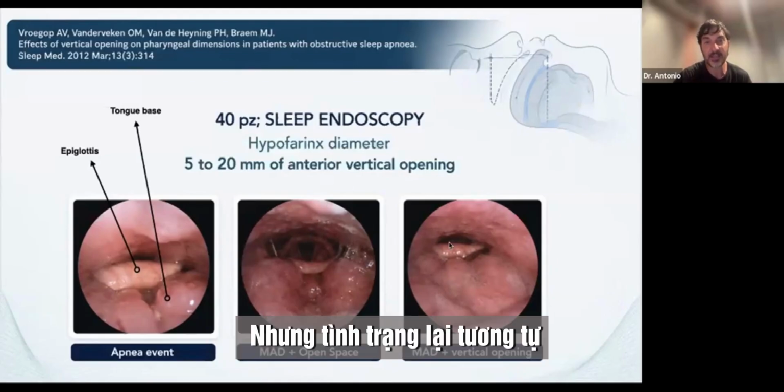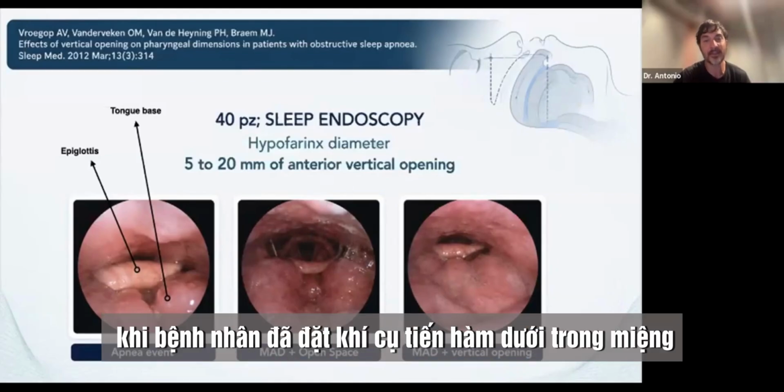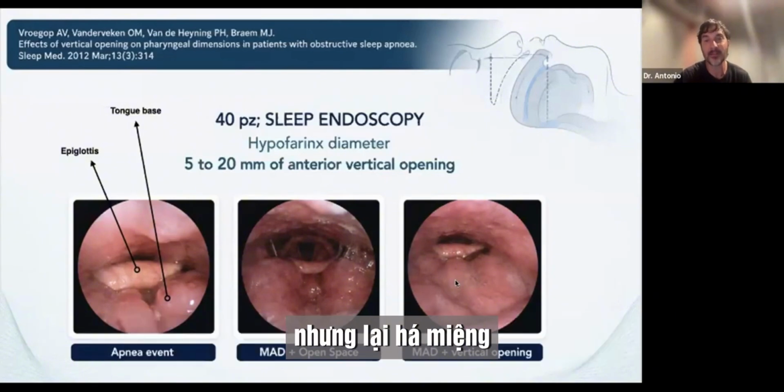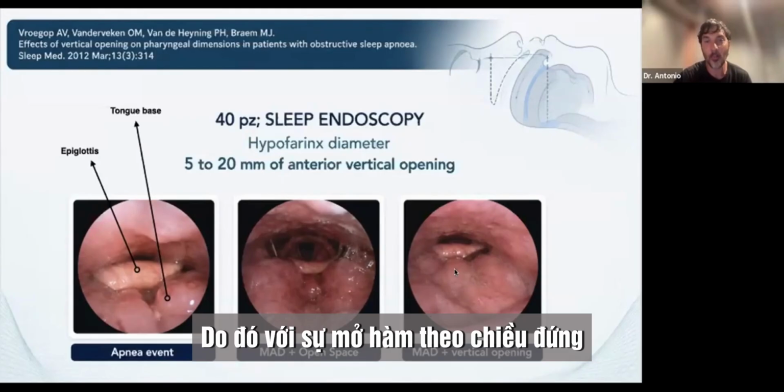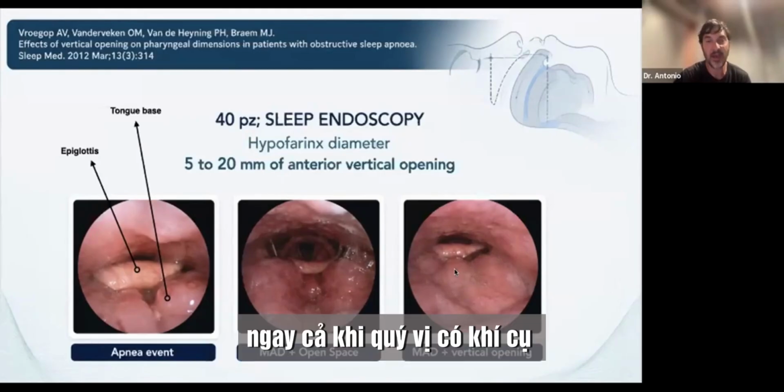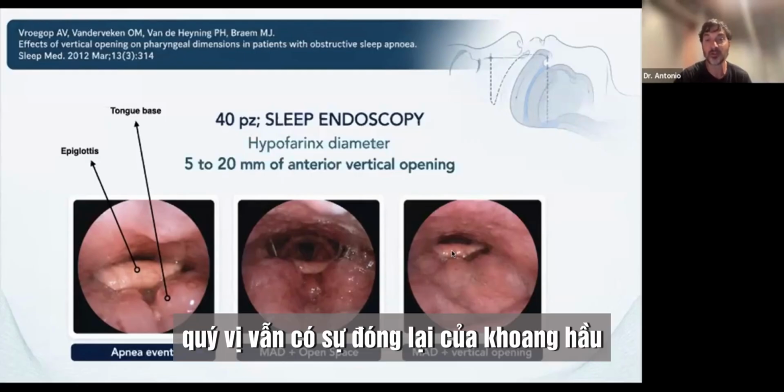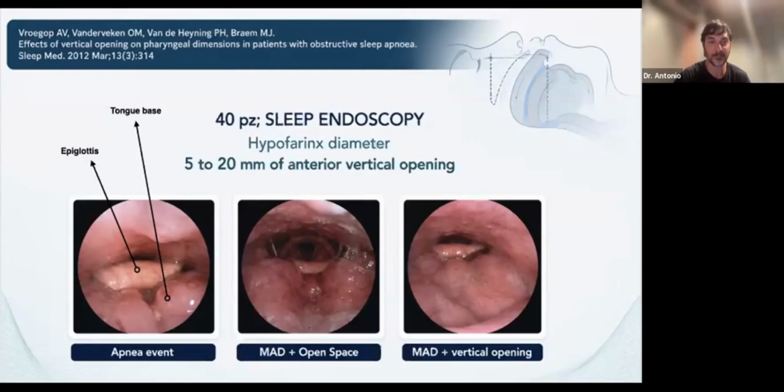But it is the same situation when the patient has his mandibular advancement device in the mouth, but is opening the mouth. So with vertical opening, even if you have the mandibular advancement device in the mouth, you have a closure of the pharynx.